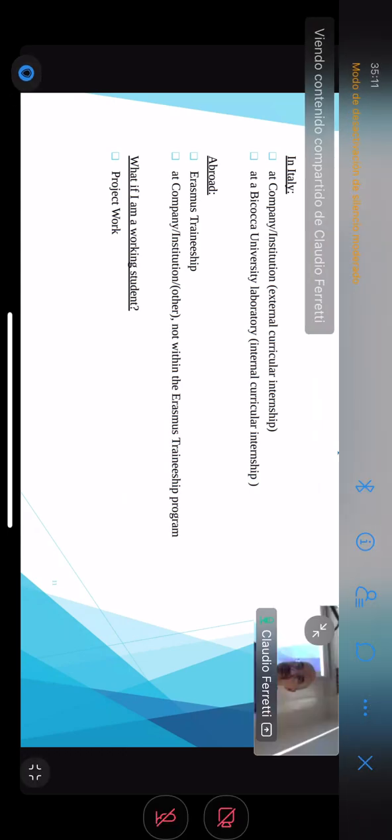When you are abroad, you have choices. It could be under the Erasmus traineeship regulations, or with a company offering some internship abroad with different formal context. And finally, this distinction, a choice which can be applied anywhere.